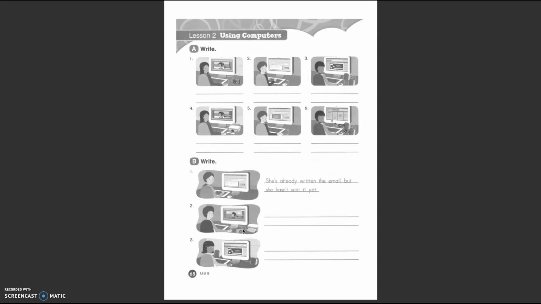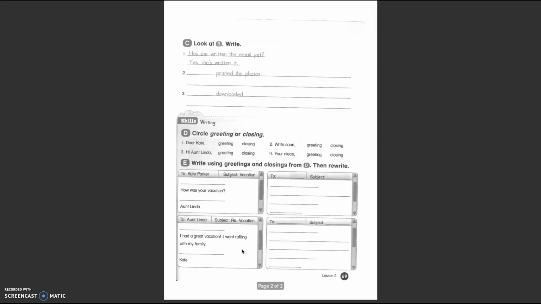We see a camera with a cable to the computer and a printer next to it. So how would we make this sentence? He, because it's a boy, has already uploaded the photos, but he hasn't printed them yet. We choose it or them, depending if it's singular or plural. Now you try to make the sentence yourself afterwards.